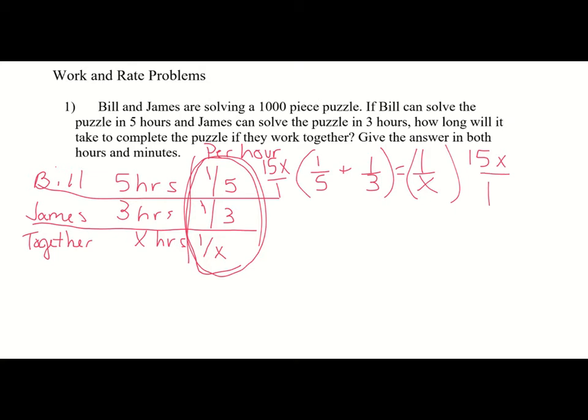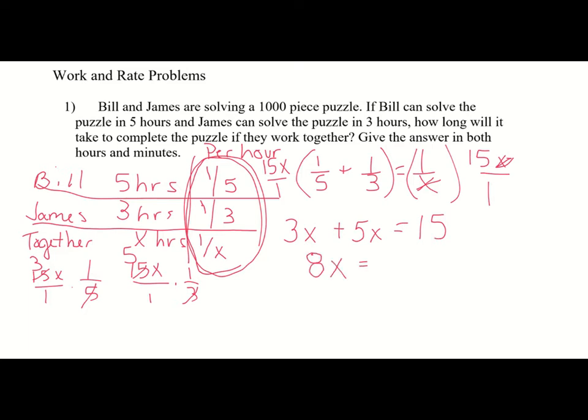And so if I multiply 15x over 1 times 1/5, 5 goes into 15 3 times, so it becomes 3x, plus, if I do 15x over 1 times 1/3, 3 goes into 15 5 times, so it becomes 5x. And then over here, my x's will cancel, leaving me with 15. So combine like terms and solve. So 3x plus 5x will give me 8x equals 15, and then we'll divide by 8. So right now I have x equals 15 over 8 hours, but they want hours and minutes.